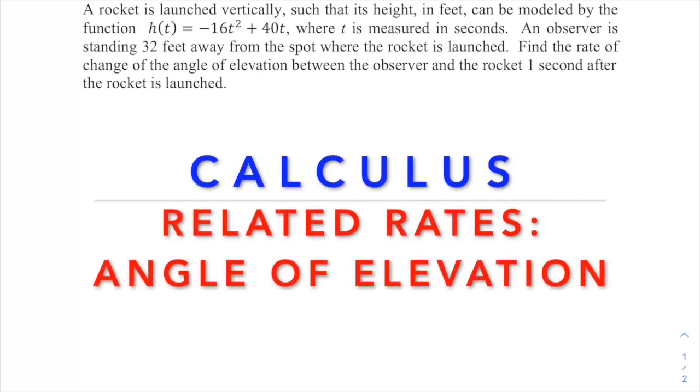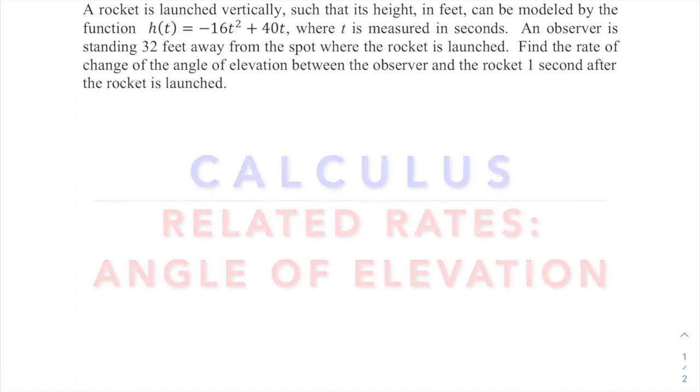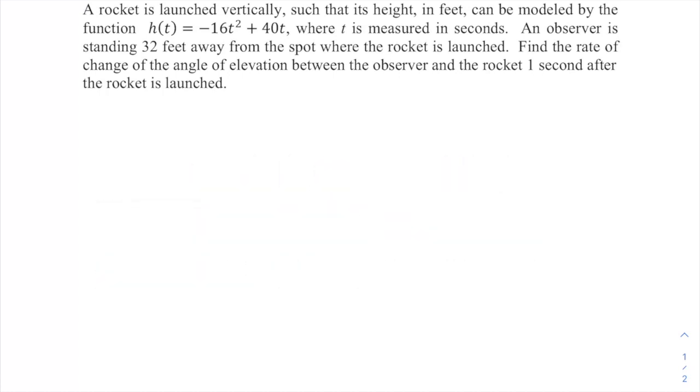Murray's Math Land, taking a look at another classic related rates problem. This one having to do with angle of elevation, so you can be sure that some trig is going to be involved. And in this particular problem, we have a rocket being launched vertically, given that its height can be modeled by this function, h of t equals negative 16t squared plus 40t, that classic position function of objects in free fall. Might look familiar to you physics fans.